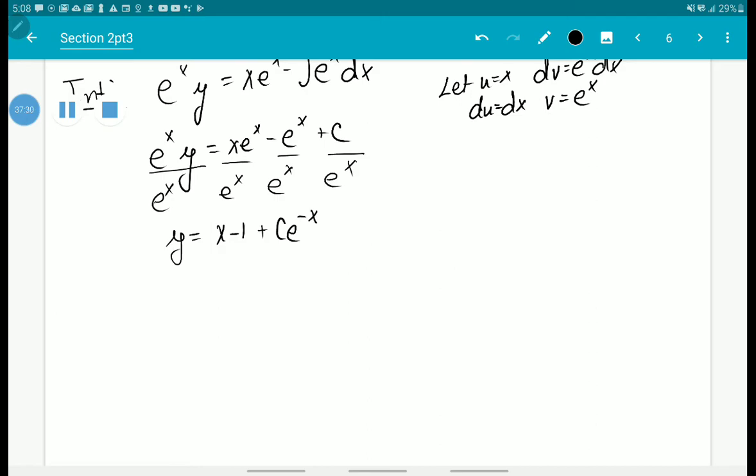Now let's look at that particular solution. And let's substitute in that initial condition. Y is 4, x is 0. So we're going to get 5 for c. So our particular solution is this.